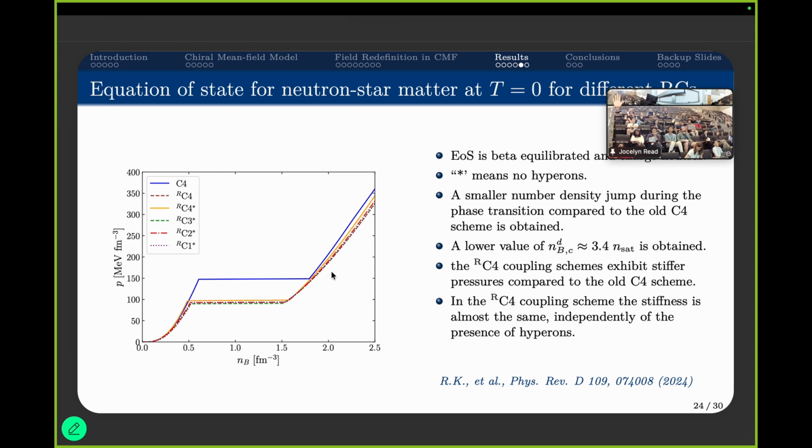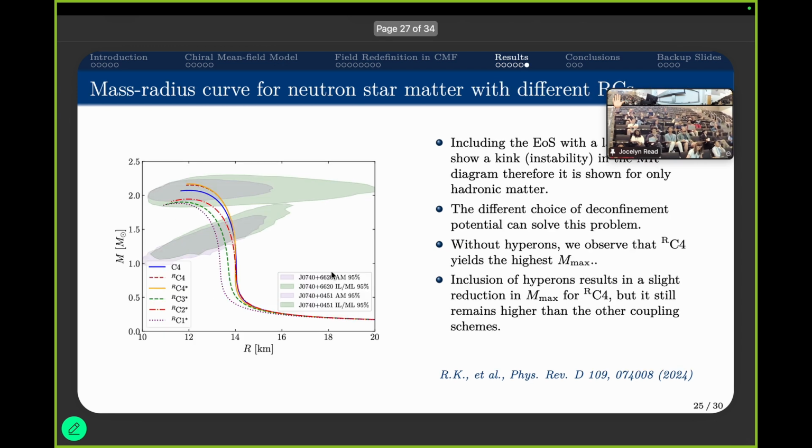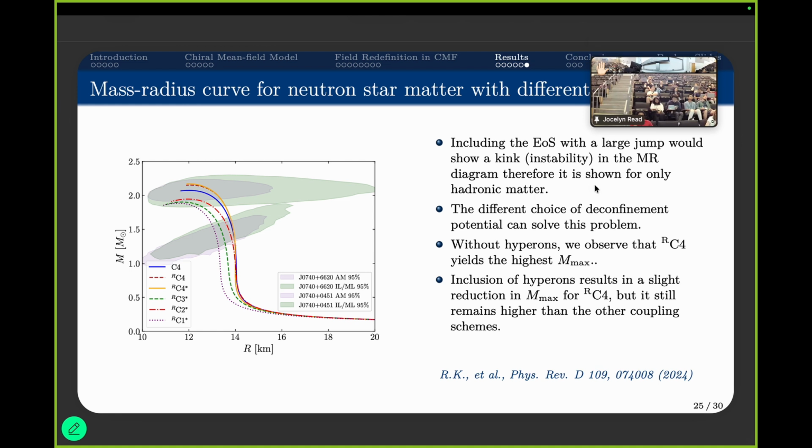And when we translate it into the MR curve in the next slide, we would obviously get a kink if we have a huge jump in the equation of state, but that was not the focus of our current paper. So we presented this TOV plot, the MR plot, only for the hadronic matter. If we add an equation of state with a large jump, that would show a kink, but here for demonstration we did it only for the hadronic matter.